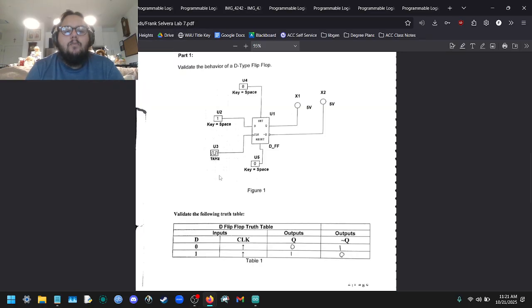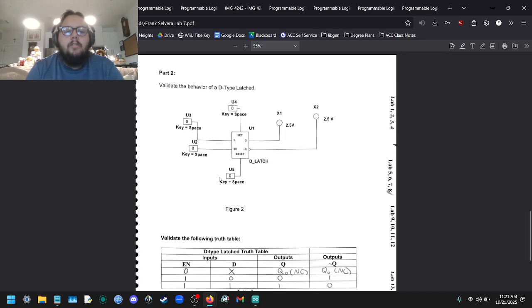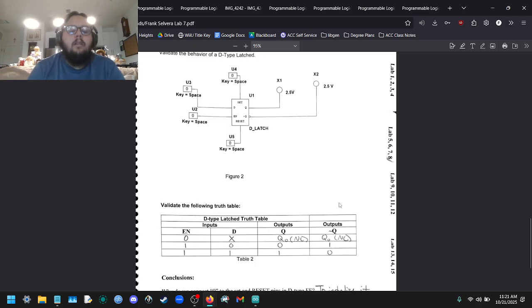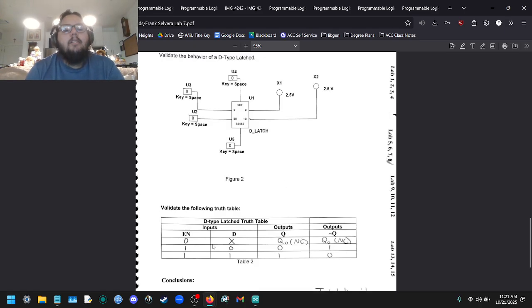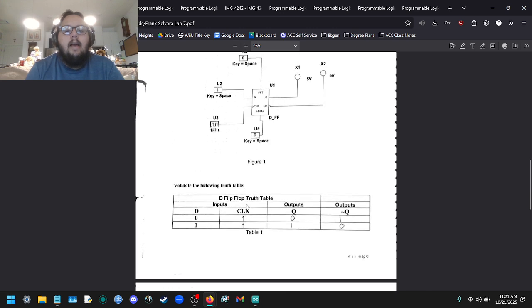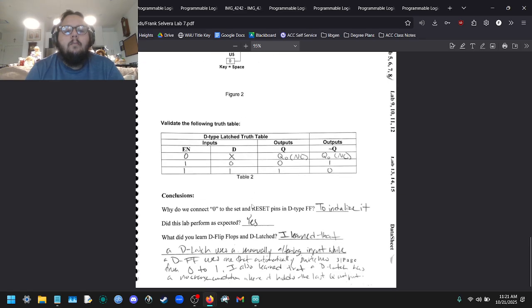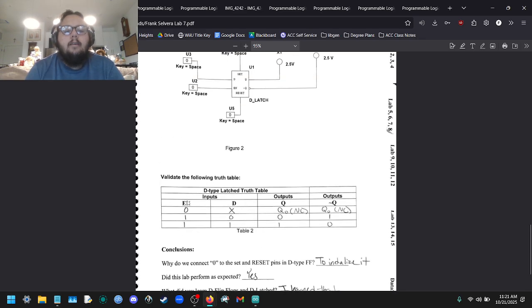Next, we were tasked with part 2. We were tasked with building a D latch, and as you could see, there were technically three states that it could be in. The first state, I'll actually skip the first state and come back to it. The second and third states were basically the same as a clocked D flip-flop, except that an EN input was used rather than a clocked input.